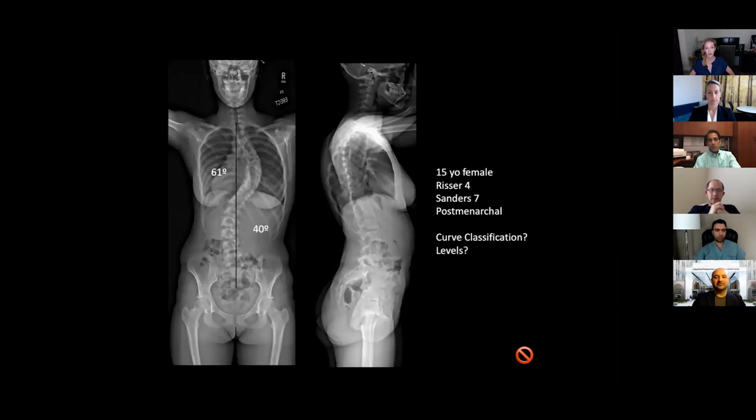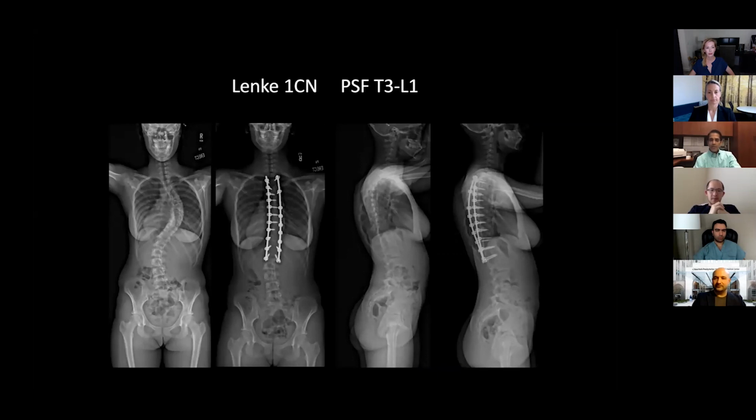So here the curve classification again is in fact the Lenke 1, but it's the C lumbar modifier that's most appropriate for selective thoracic fusion, where you're getting the biggest bang for the buck by doing a short fusion and leaving the lumbar spine alone. And these are her postoperative films.